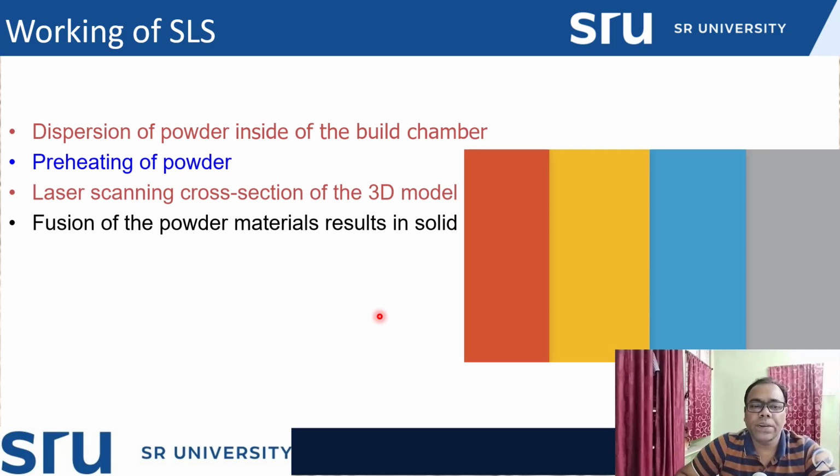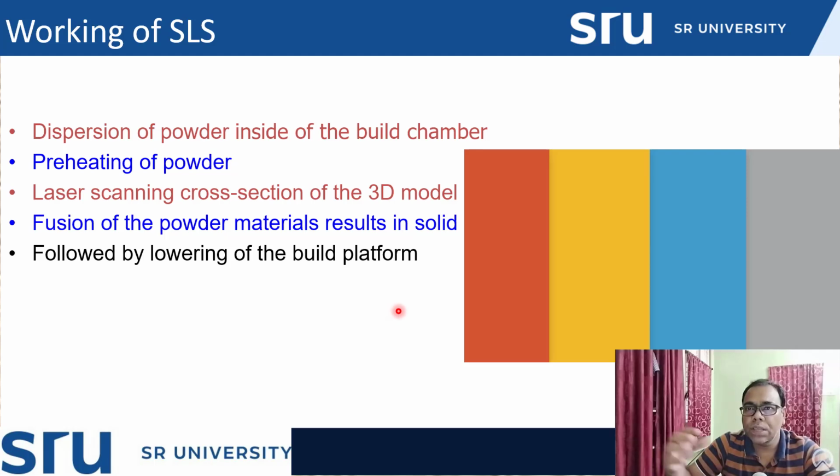Similarly, once scanning is taking place, whatever the heat energy of the laser system is, that heat energy will be transferred to the powder. So the powder will be heated, and then fusion, partial melting, will start. Because of the partial melting, some of the surface material will be in a molten state, and at that time fusion of one powder material with the adjacent powder material will take place.